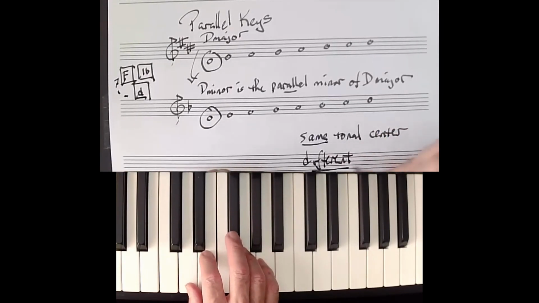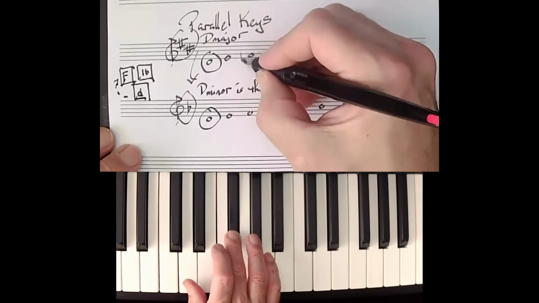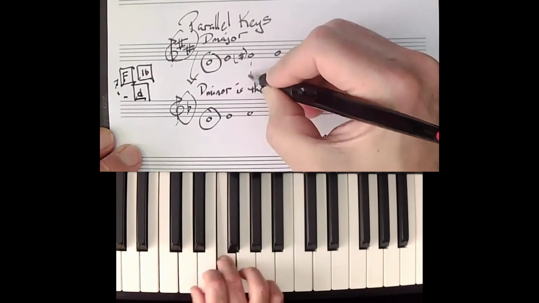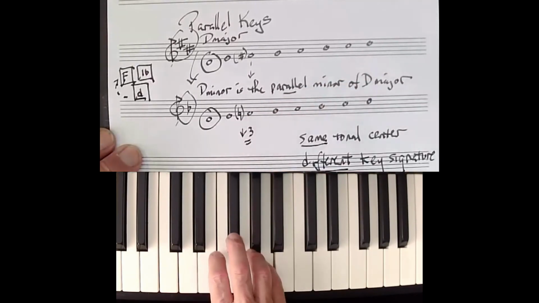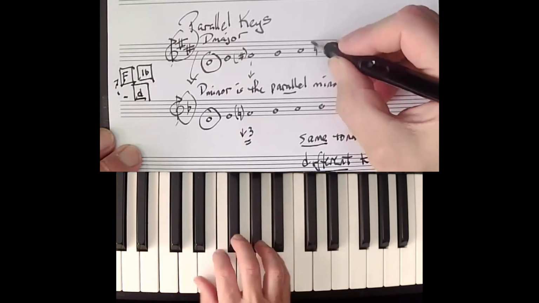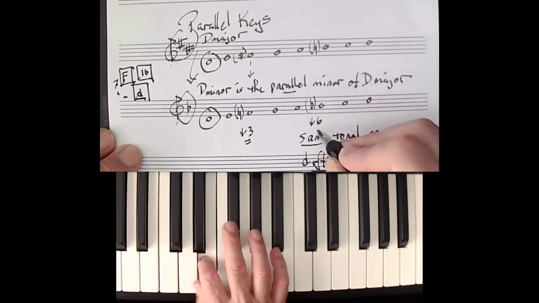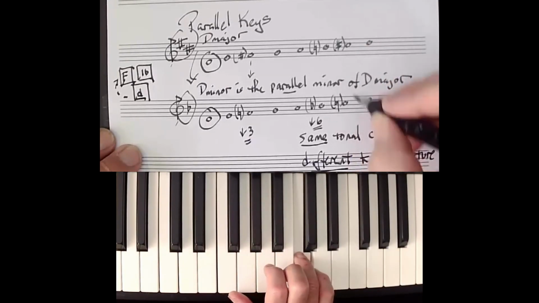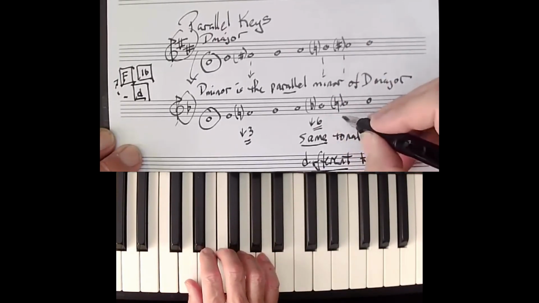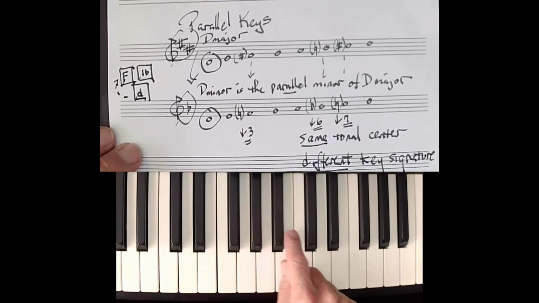Notice also, just as when we looked at the parallel keys of C major and C minor, there are three differences. In major, we played F sharp, but in minor, F natural, so the third has been lowered. In major, we played B, but in minor, we played B flat, so the sixth was lowered. In major, we have C sharp, but in minor, we have C natural. So the differences between D major and D minor are the lowered third, the lowered sixth, and the lowered seventh.